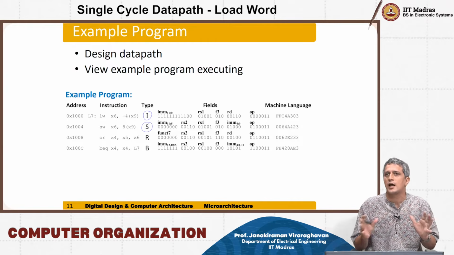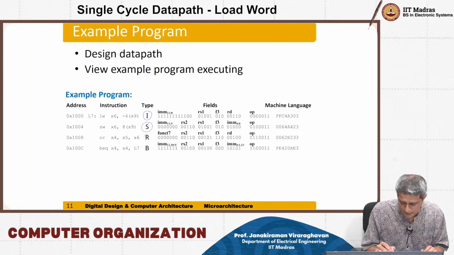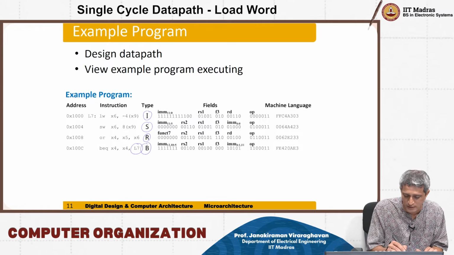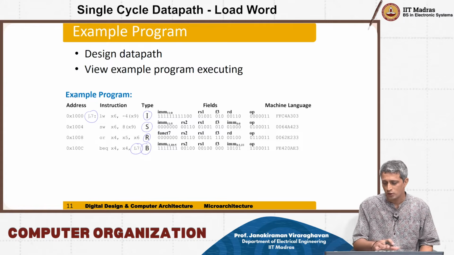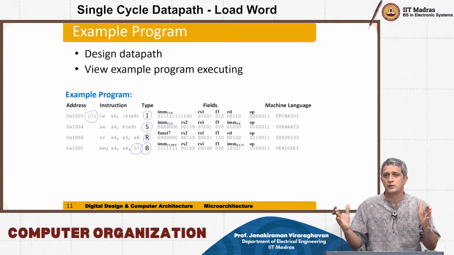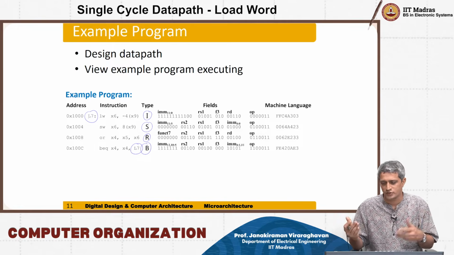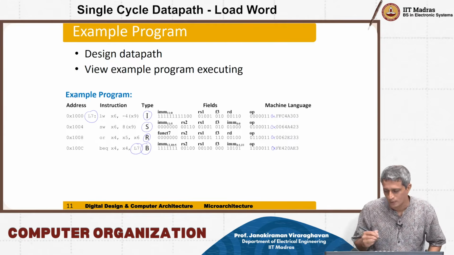Or is just an R type instruction, 3 registers, 2 source, 1 destination. And finally, we are doing a branch if equal to L7. This is the address that we want to go back to. What is shown on the right is the 32-bit machine code, which is going to sit in memory in hexadecimal like this. This will be 0x.